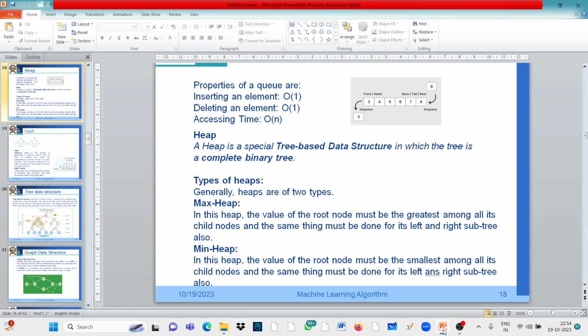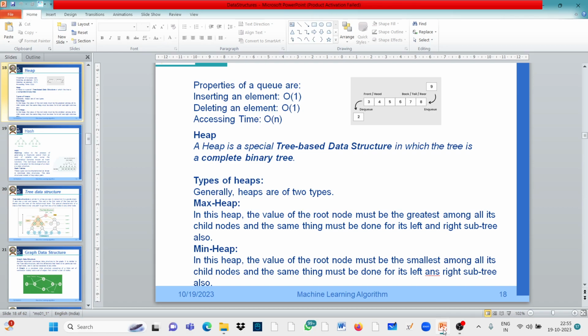In the last part of our video, we discussed the fundamentals of data structures, and we last discussed heaps. As you know, a heap is a special tree-based data structure in which the tree is a complete binary tree. Try to understand. Generally, there are two types of heaps: one is the max heap and the other is the min heap.